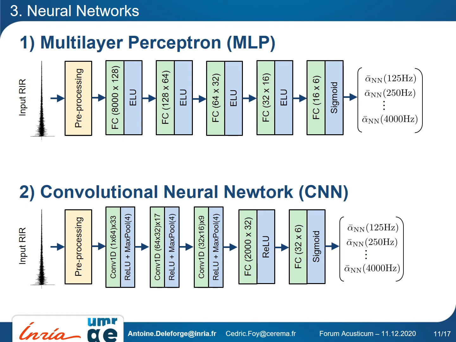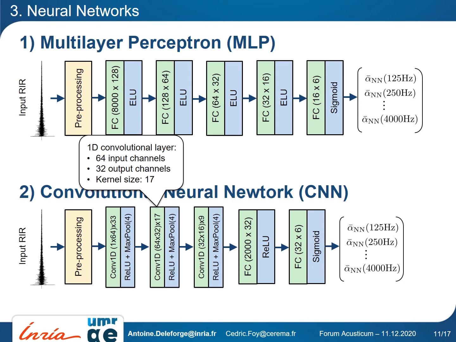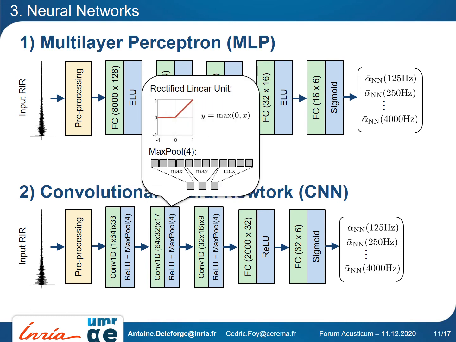The second architecture we considered is a convolutional neural network. We use the same pre-processing and training procedure, but this time we have 3 convolutional blocks followed by 2 fully connected blocks. The convolutional blocks are made of 1D convolutional linear layers of decreasing dimensionalities, which are followed by nonlinear layers made of rectified linear units and max pooling layers of size 4.